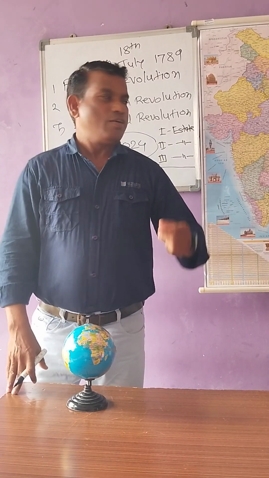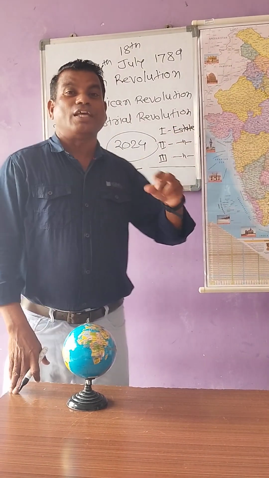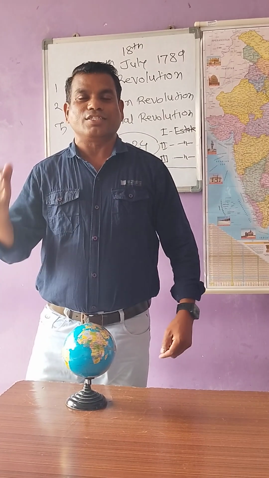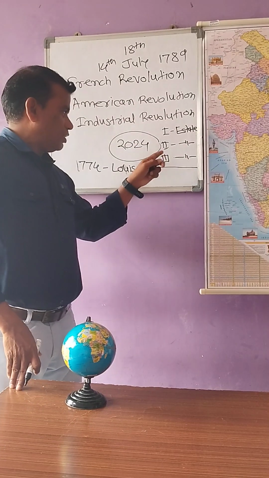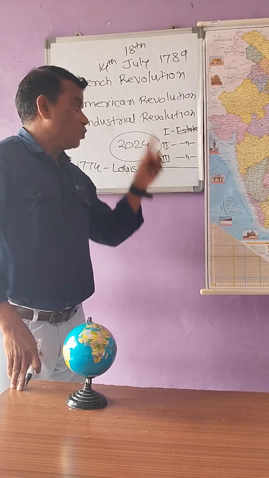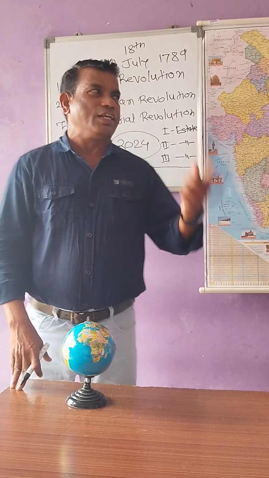Just imagine, the first state and second state were leading a very lavish life, and the third state was suffering from complete starvation. They had no sources of money. In such conditions they were forced to pay at least one tenth of their earnings. That's why French people started revolting.